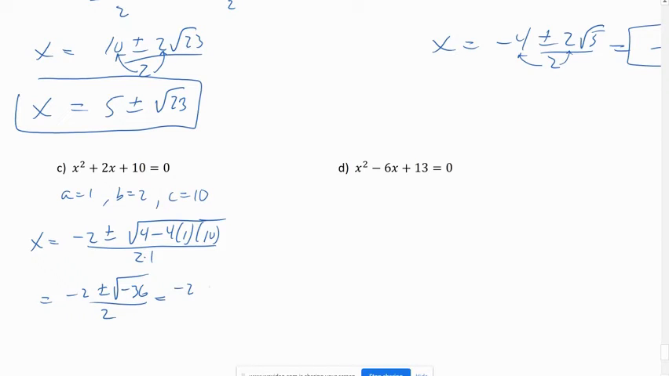And so that's negative 2 plus and minus 6i over 2, which can be simplified as negative 1 plus and minus 3i. So again, I have to divide by 2. 2 has to be able to divide into both of those in order to simplify. So those are our two solutions. Now go ahead and pause your video and try example D.